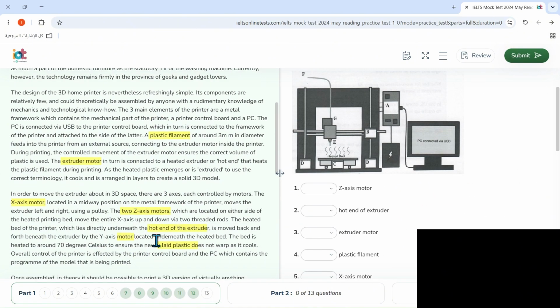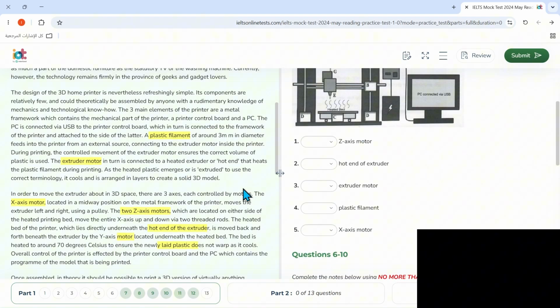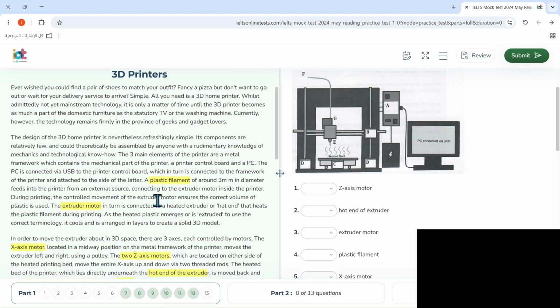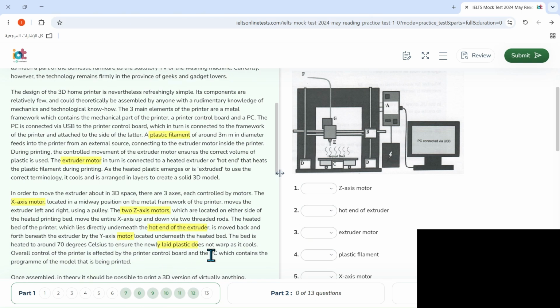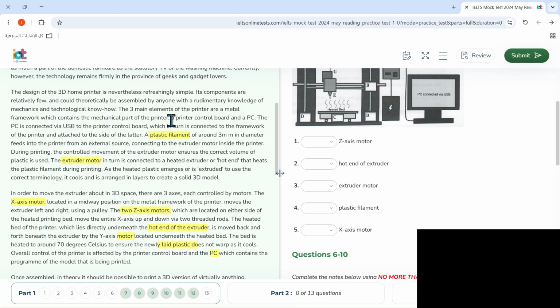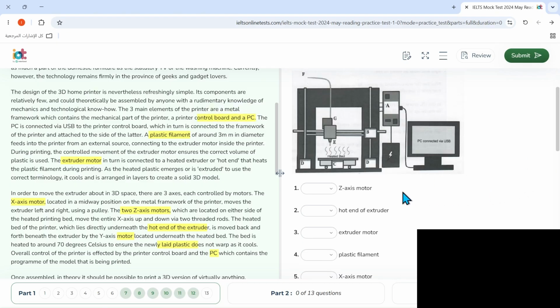So the 3D printer's components: a plastic filament, a metal framework which contains the mechanical part of the printer, a printer control board and a PC.